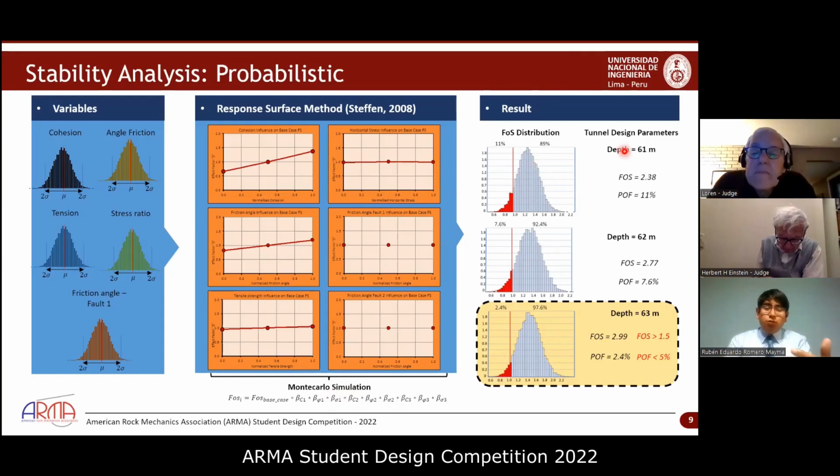So watching these values, the most appropriate is this one that I am showing because the probability of failure is 2.4%, which is lower than the maximum allowed.